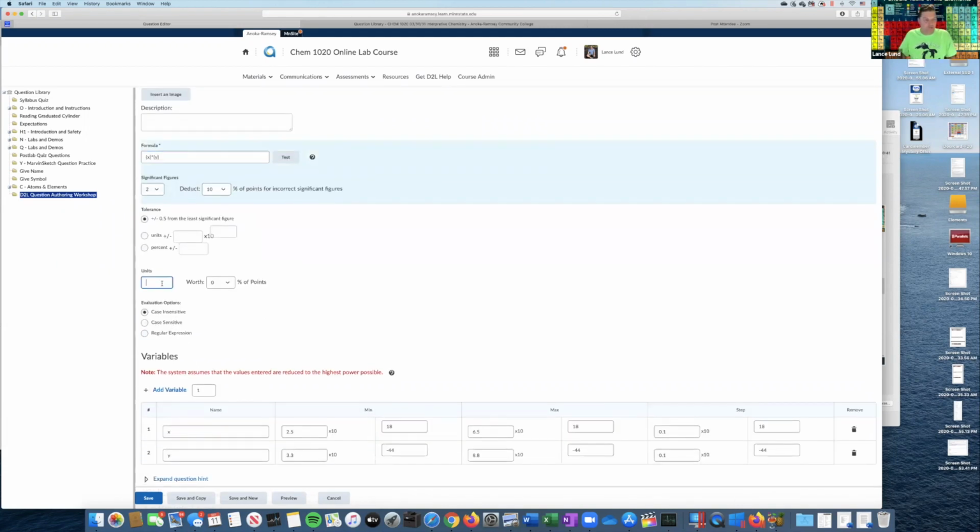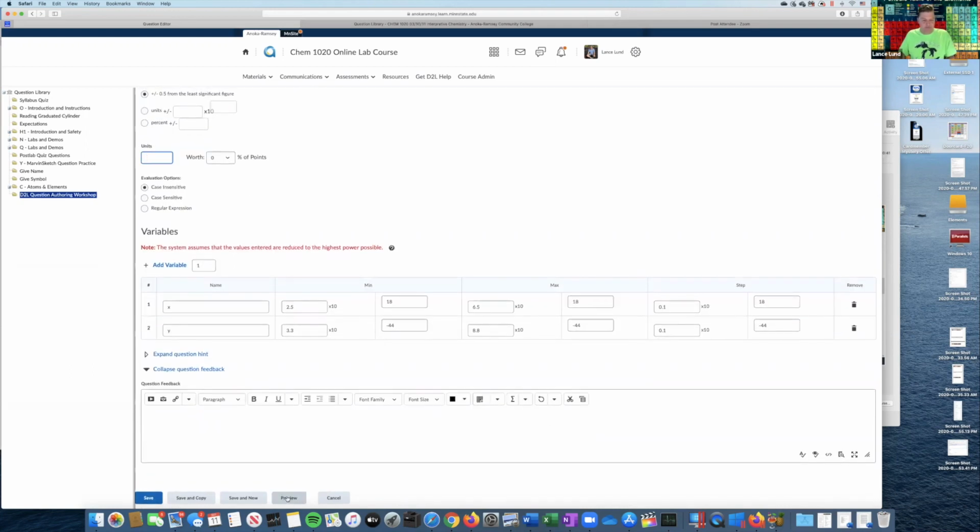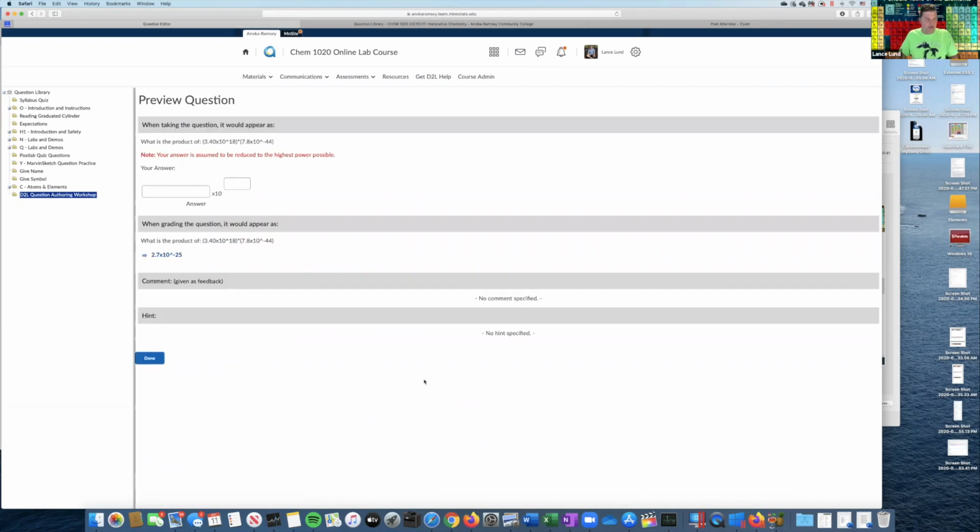Then if there were units, you could put in units here and then decide how much of the problem they are worth. And so at this point, you'd be ready to preview the problem. So we go ahead and preview it. And you can see here why I don't like the sig figs, because if you look at these numbers right here, you'll see that they're written with up carets rather than writing them as exponents. And so to me, this looks like the 1970s and 1980s. It doesn't look like 2020 to me.